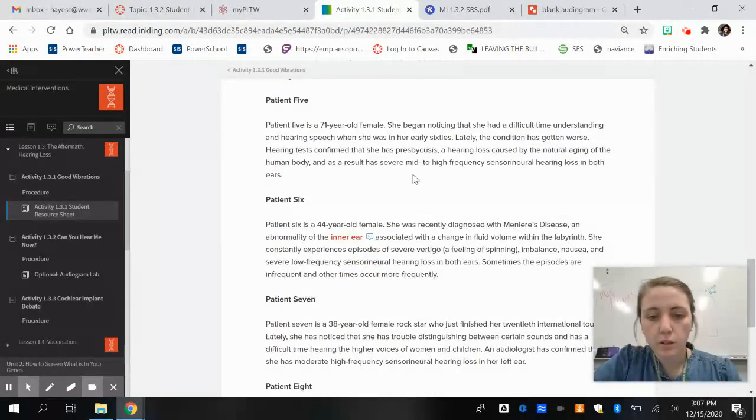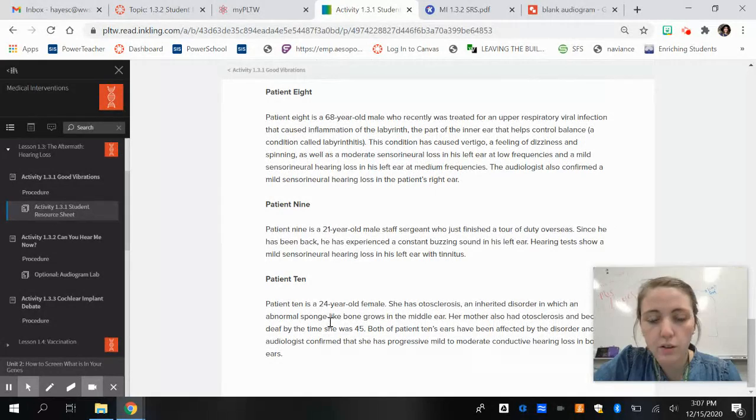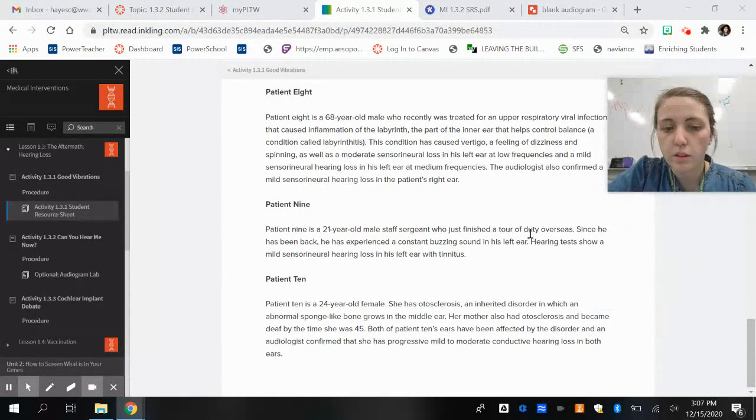All right, so let's look for someone with conductive hearing loss. Okay, so patient 10. Sorry, my face is in the way. Patient 10 is a 24-year-old female. She has otosclerosis, which is an inherited disorder in which an abnormal sponge-like bone grows in the middle of the ear. Awful. Her mother also had otosclerosis and became deaf by the time she was 45.